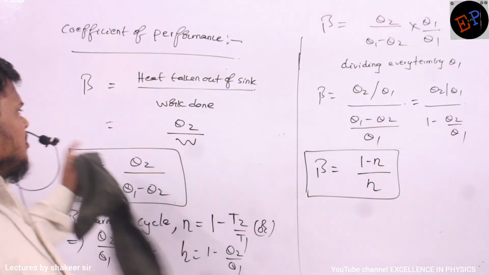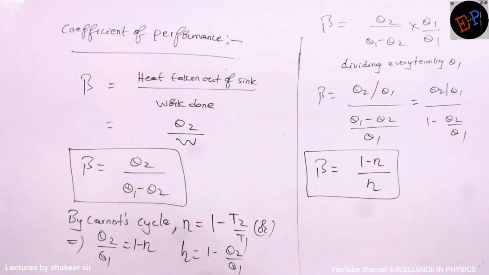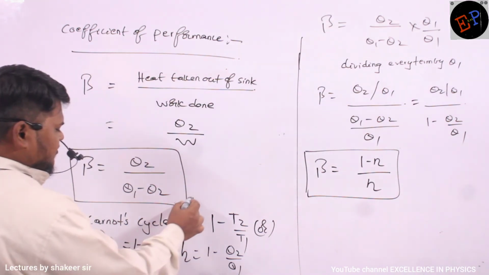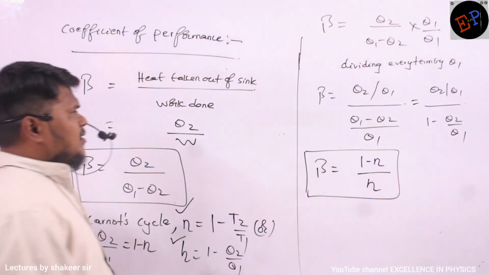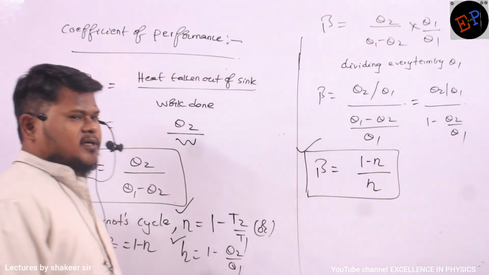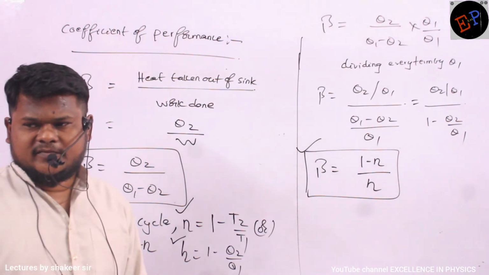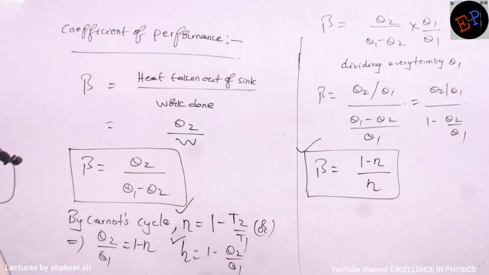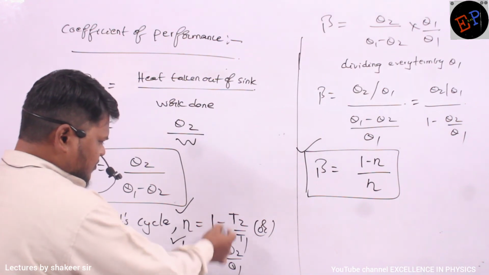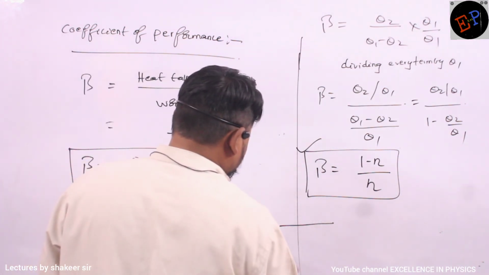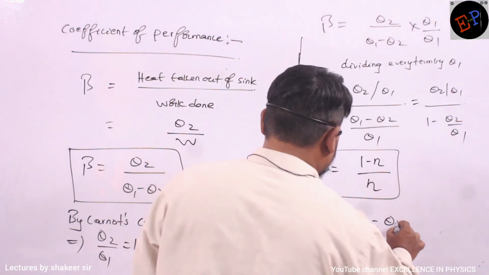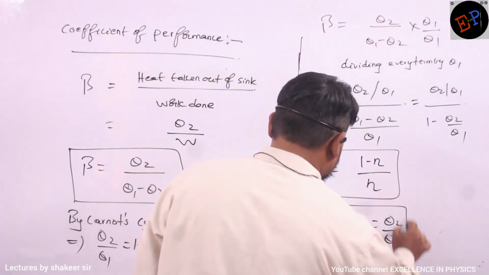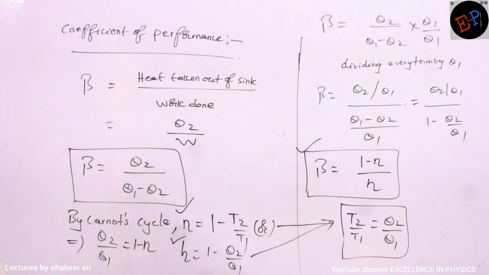So all these relations you are supposed to remember. This is one equation of efficiency, this is another equation of efficiency, and this is the equation for the relation between beta and the efficiency of a heat engine. Are you able to understand? If you look at these two equations, from them I can write one more equation. I can also write T2 by T1 is nothing but Q2 divided by Q1. I can write like this also. Are you able to understand?